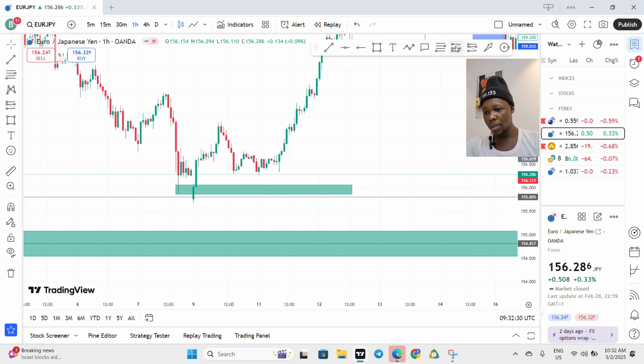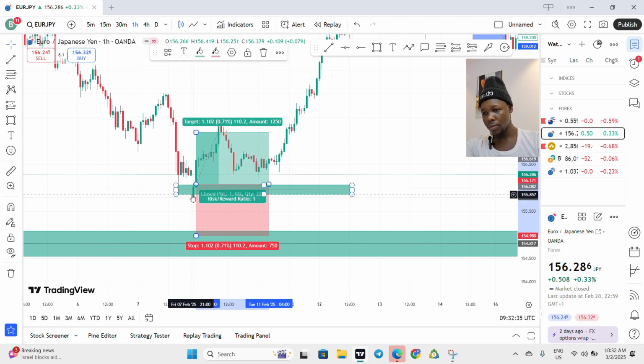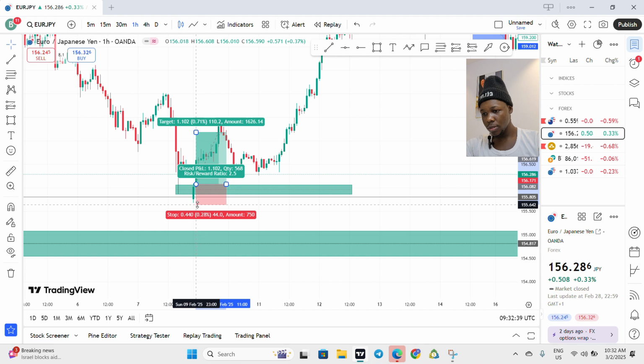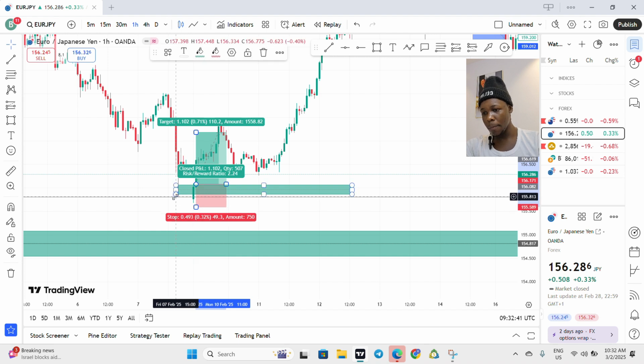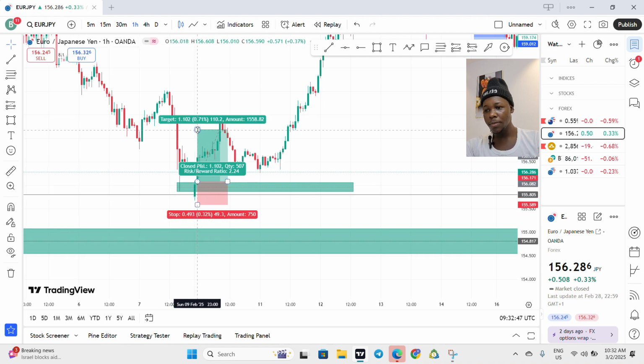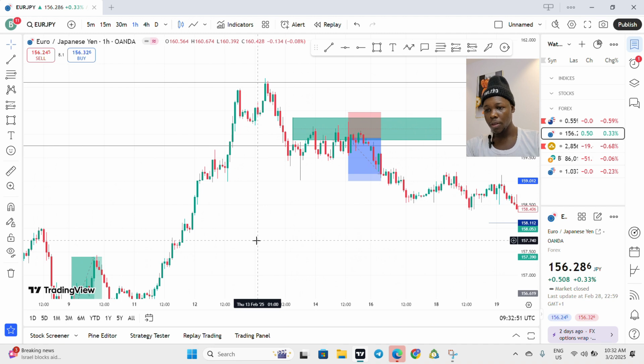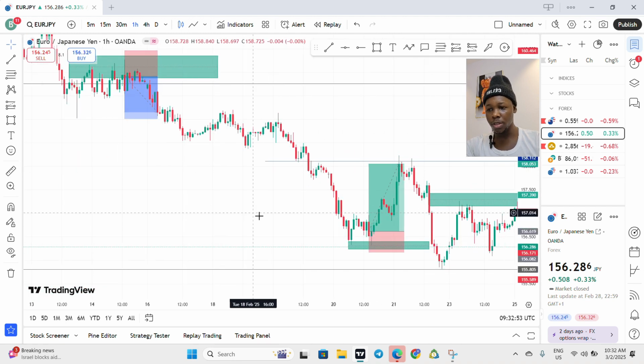We have rejection over here, and then we have this entry over here. I don't like taking sniper entries for some reason. So you can actually take your profit over here. If your stop loss is actually here, you might get stopped out, and then you can maybe re-enter. You understand? So we got this over here too. So this is actually what rejection zones look like.